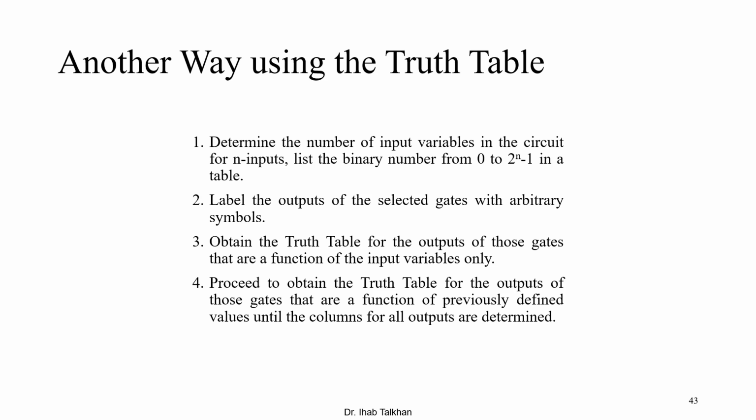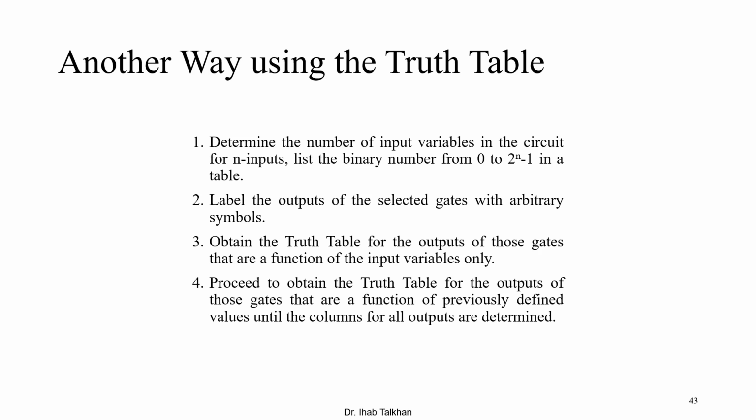In this slide, we are going to give you another way to solve the same problem, the same example, by using the truth table. In order to do that, I'm going to give you the scenario, or the steps, and then we are going to apply it to the previously described example. First of all, you have to determine the number of input variables in the circuit, for n inputs, and list the binary numbers from 0 up to 2 power n minus 1. This is the actual way you are going to do the truth table. If you have n variables, you have 2 power n combinations, and you start from 0 up to 2 power n minus 1.